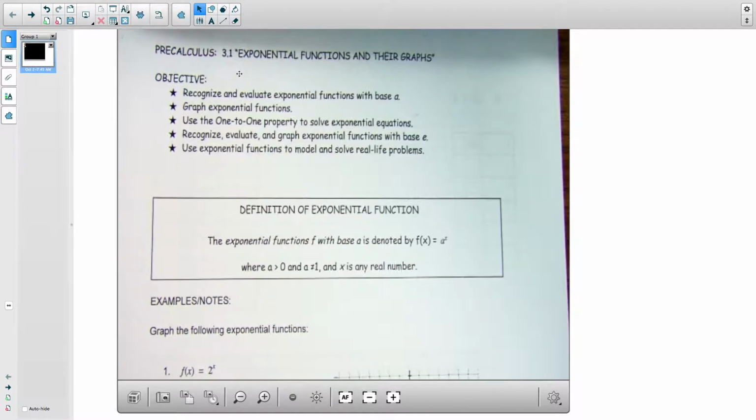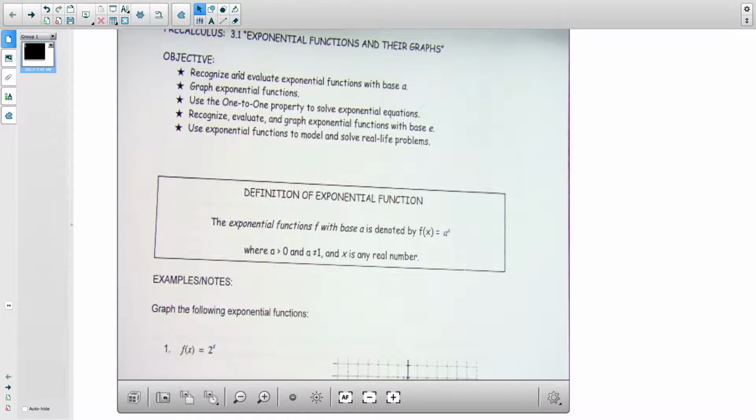All right. So in this unit, what we're going to do is recognize and evaluate an exponential function with base A. We're going to graph them. We're going to use the one-to-one property to solve equations. We're going to recognize, evaluate, and graph exponential functions with base E.